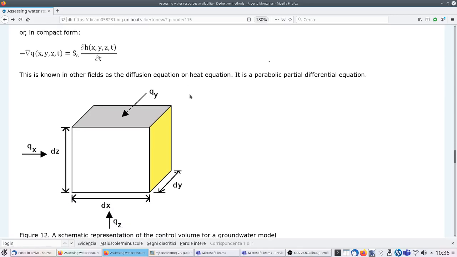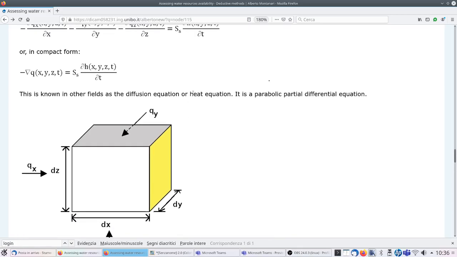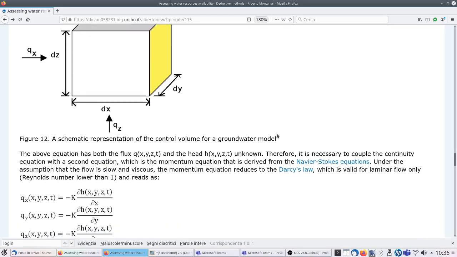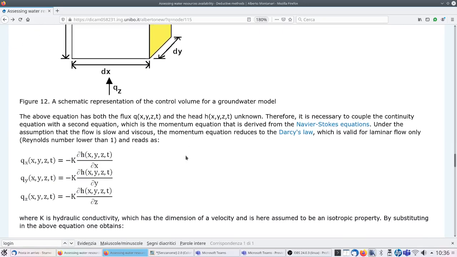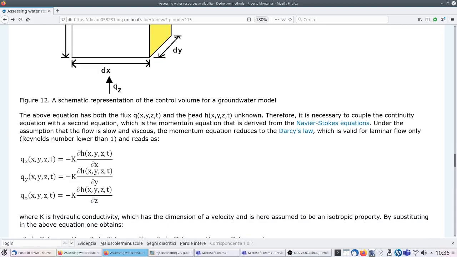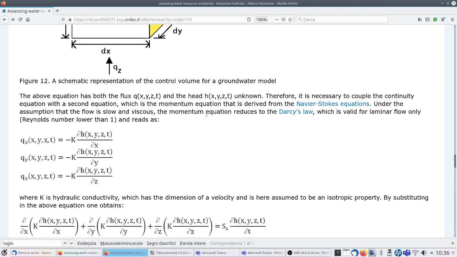Now we need, as I said, a second equation, and the second equation must be the conservation of momentum, or if we refer to specific condition, it turns into conservation of energy. But let's focus on this second equation, the momentum equation. It can be derived from the Navier-Stokes equations.